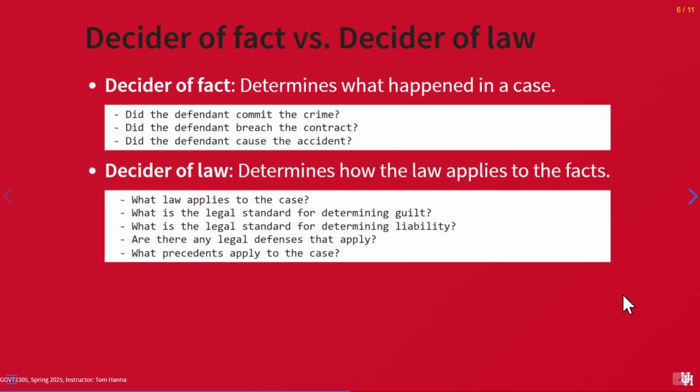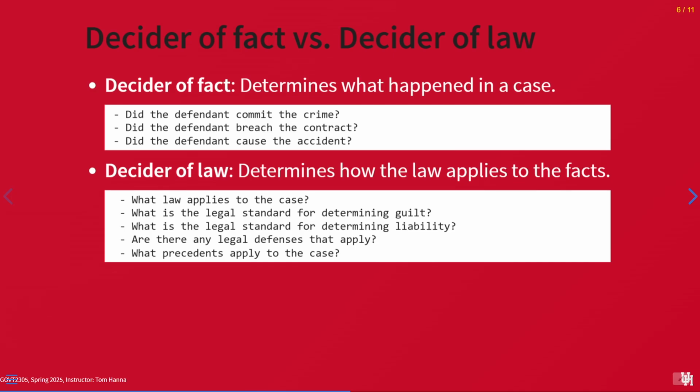So the deciders of fact, which are typically juries, but sometimes there's something called a bench trial, which is a judge acting as the jury or in place of a jury. The deciders of fact have to determine things like, did the defendant commit the crime in a criminal trial? And that's actually got subdivisions. Each crime has certain elements to it, and so they actually have to decide, did the defendant do this?